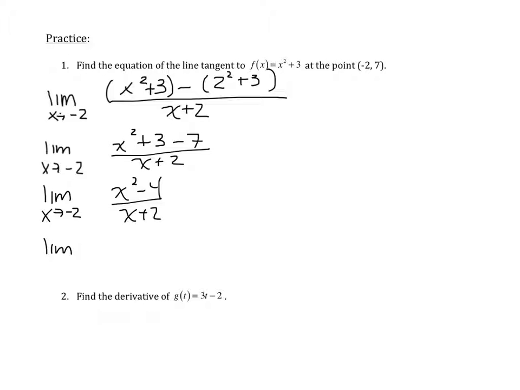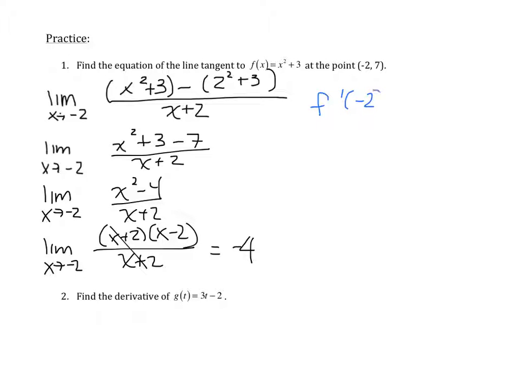We can factor that. So we have x plus 2 times x minus 2 all over x plus 2. Upon direct substitution, we would get -4. So what that means is that the derivative at the point -2 is -4, and we would write that f prime of -2 equals -4. What that means is that the slope of our tangent line when x is -2 is -4.